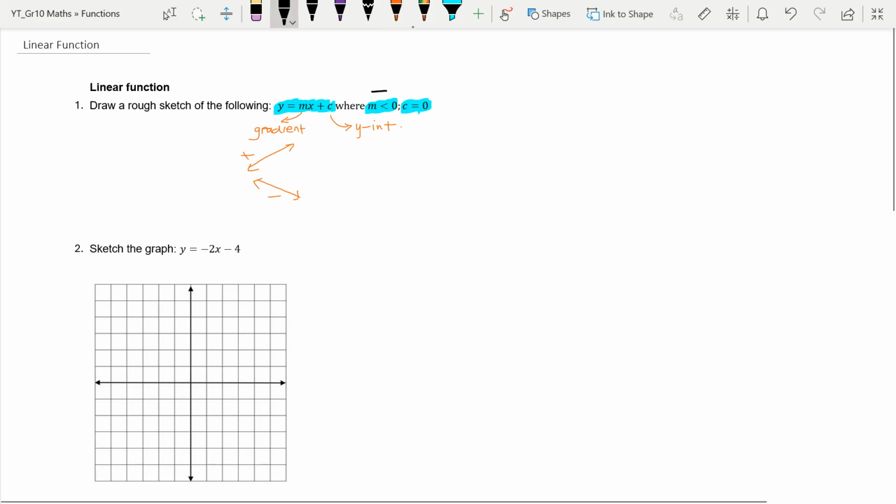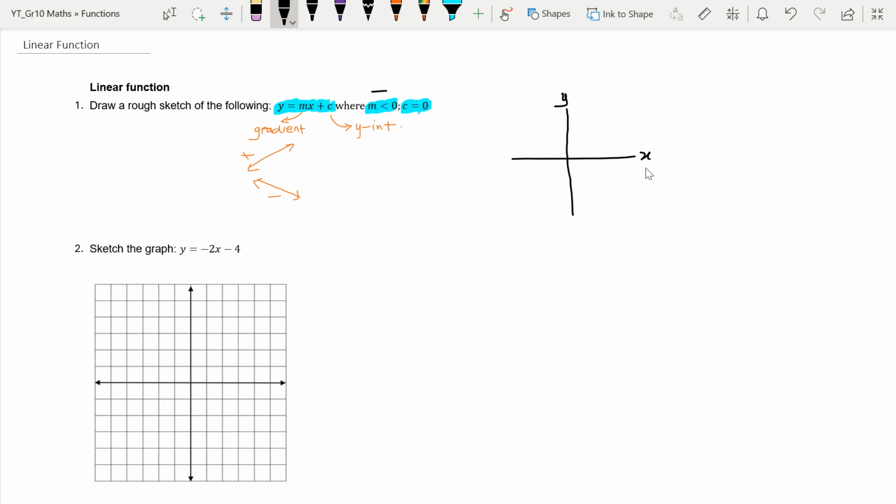All right, now, they said it can be a rough sketch, so I'm not going to draw lines using a ruler. There we've got our y-axis, there we've got our x-axis. We obviously cannot plot this clearly and know exactly where it will be. But we know that c is our y-intercept, and the y-intercept is 0, so it will cut the y-axis there. We know that. And then, since the gradient, the m value, is negative, it will be a decreasing function. So this will be a decreasing function that cuts the y-axis at 0.